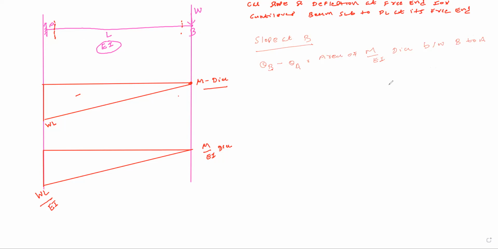Okay, so let us calculate it. Now can anyone tell me what is the value of slope at point A? What is the value of slope at point A? Can anyone tell me? Just think and give me the answer. Value of slope, not a moment. Theta is just slope, not a moment. Please rethink and give me the answer.